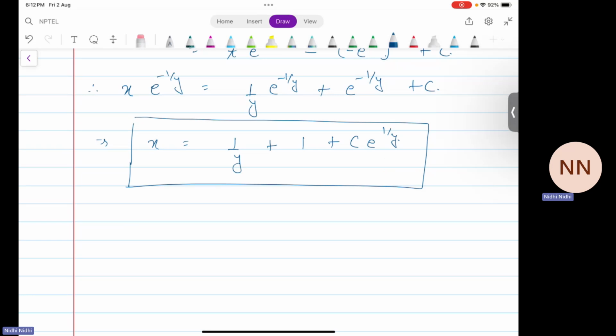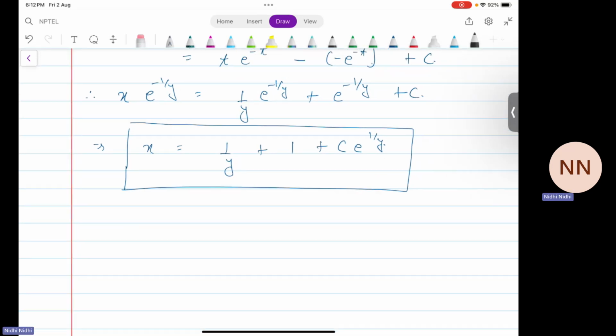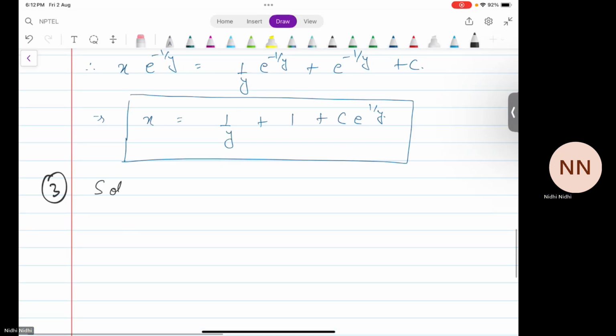Okay, then let's move to the next question. Question 3. Solve the initial value problem. So till now we were finding out the general solution where we had an arbitrary constant. Now we'll be finding the solution of initial value problem, where we'll be having some initial values which would help us to remove these arbitrary constants, and we would find basically a particular solution.